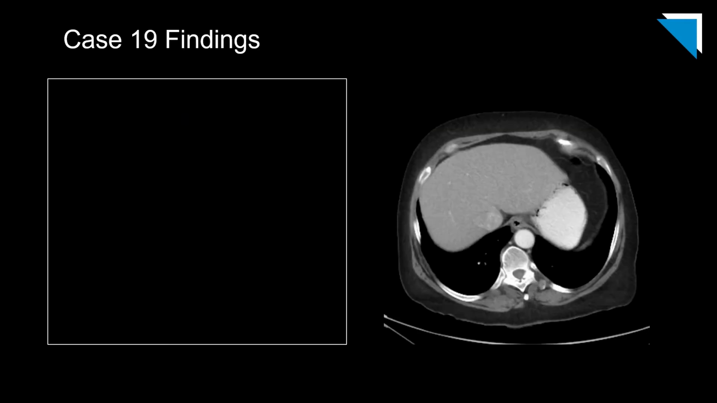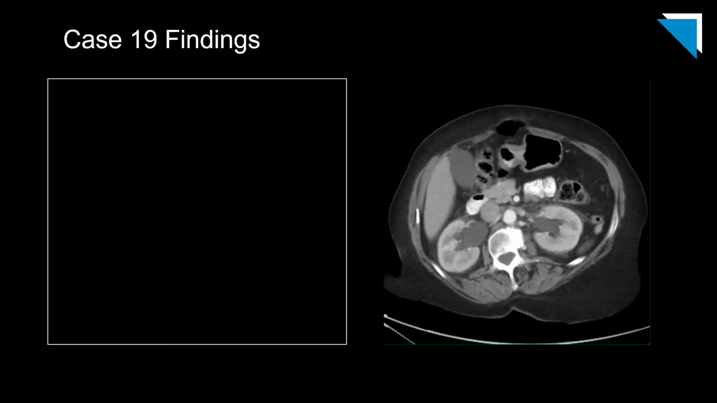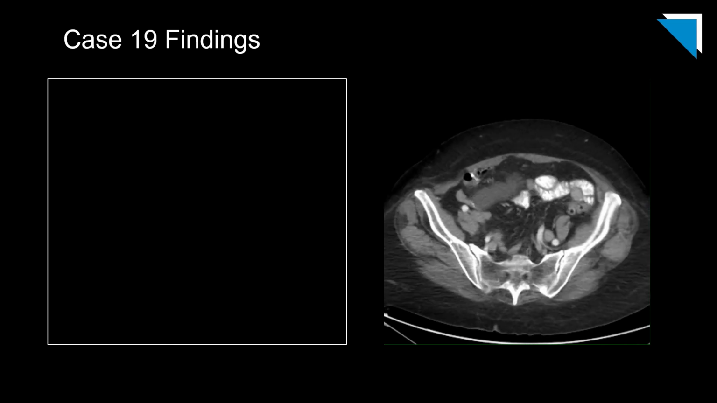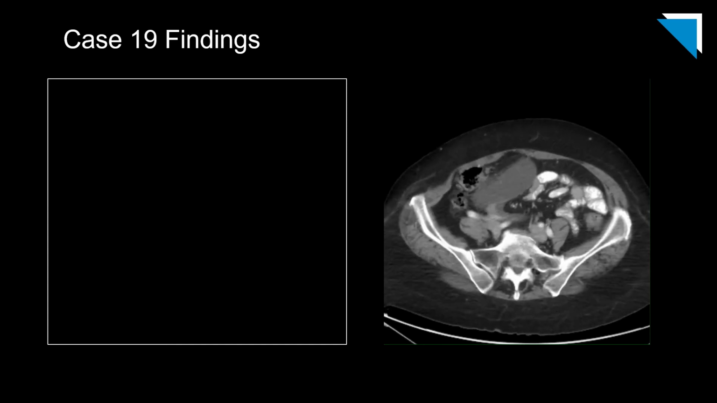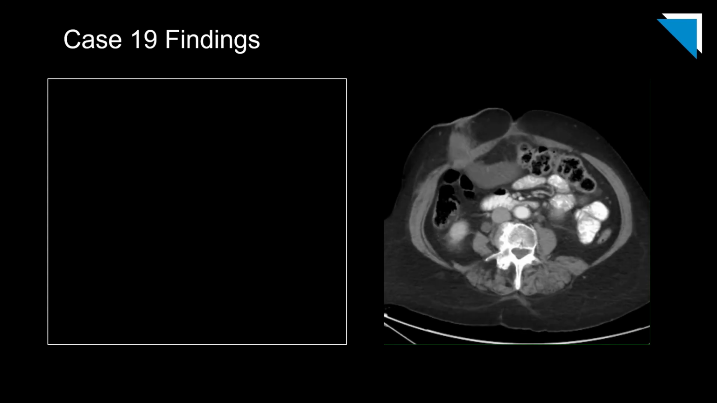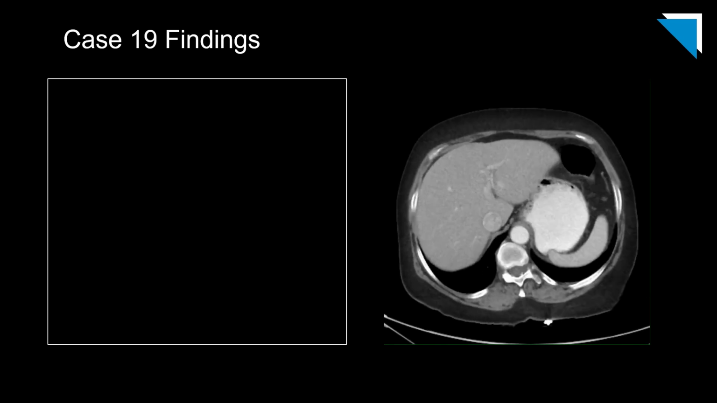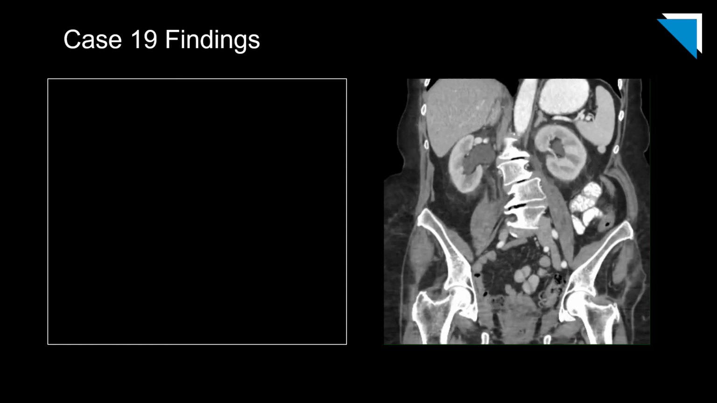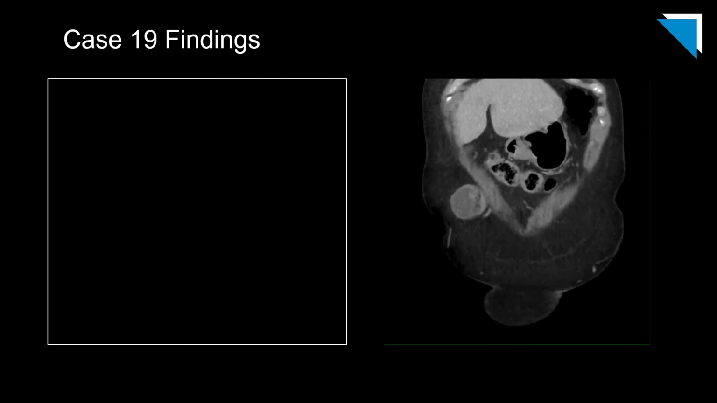Our first case is a 60-year-old woman with abdominal pain. These are axial images from a contrast-enhanced CT scan of the abdomen and pelvis. These are the coronal images from the same patient. I'm sure you can all appreciate the dilated renal collecting systems and the post-surgical changes.